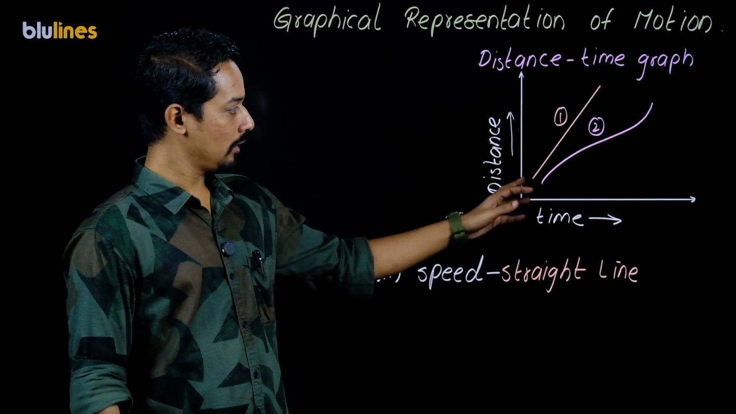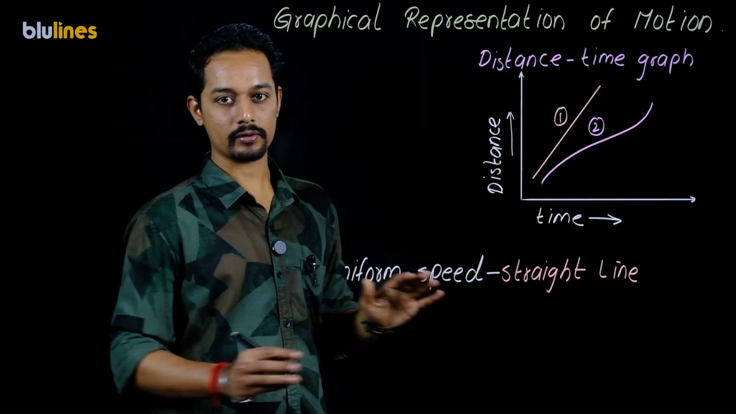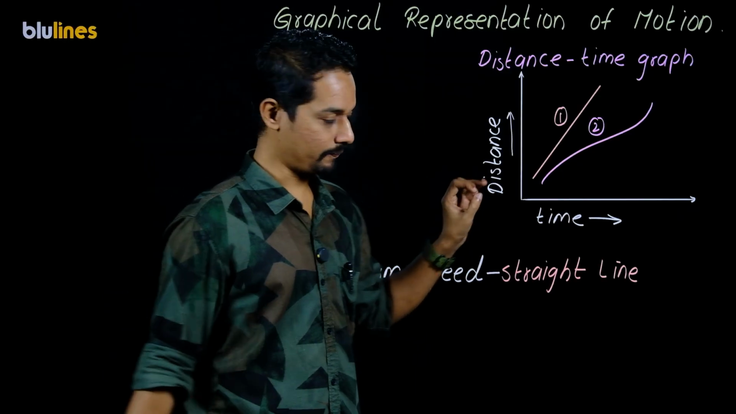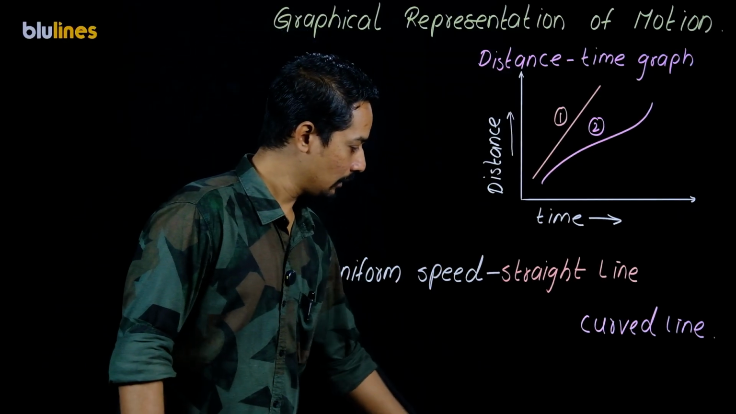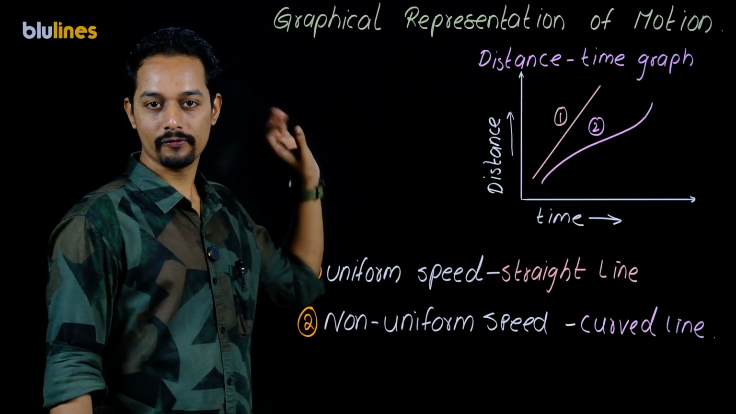Next, here we have a curve. It is not a straight line, it is just an arbitrary curve. So what does it represent? This curved line represents non-uniform speed.